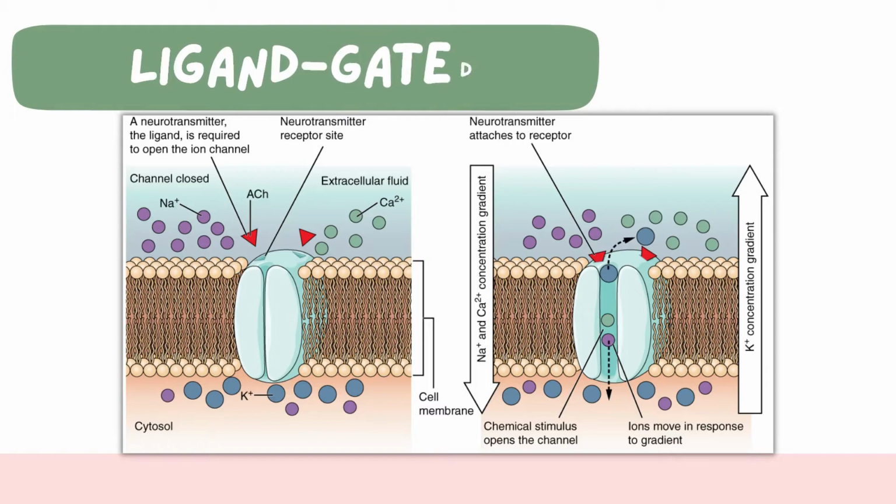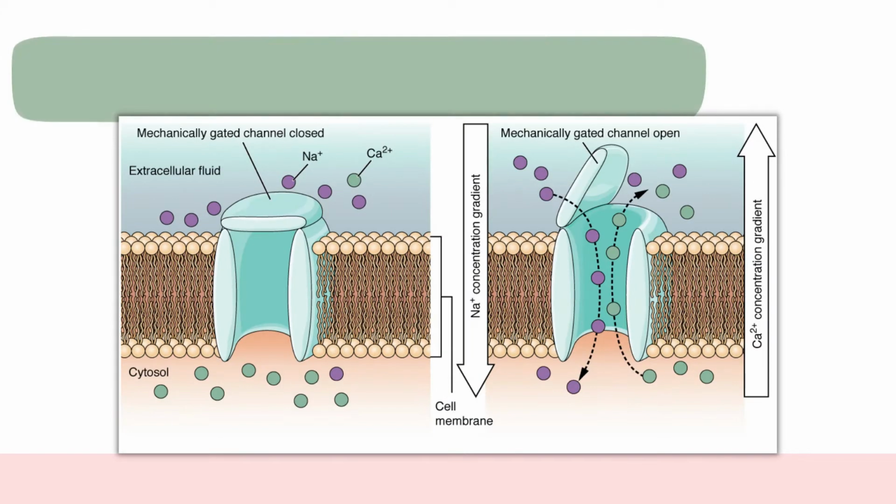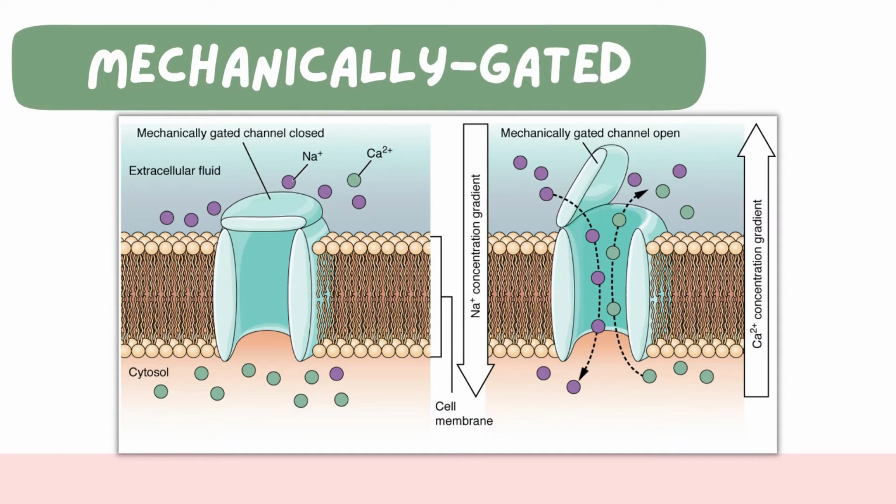Ligand-gated channels open in response to ligand binding. In this ligand-gated channel, after the neurotransmitter acetylcholine binds to the extracellular surface, the channel opens, allowing the sodium, calcium, and potassium ions to move according to gradient. Mechanically gated or mechanosensitive channels open in response to mechanical stress, such as changes in pressure or changes in length.